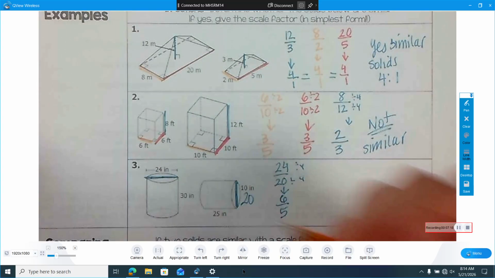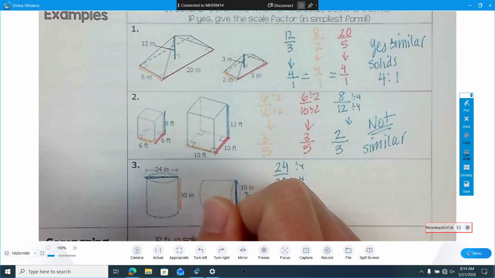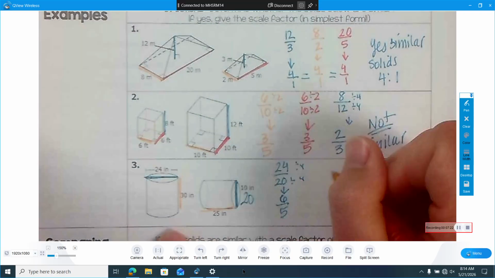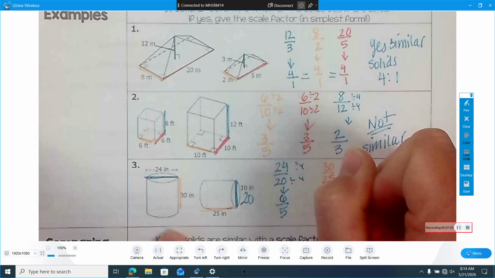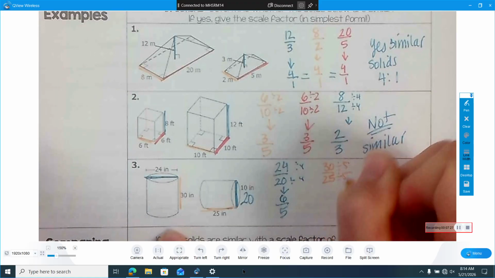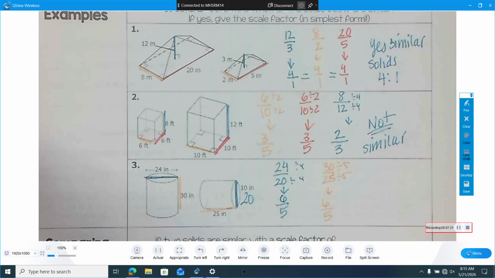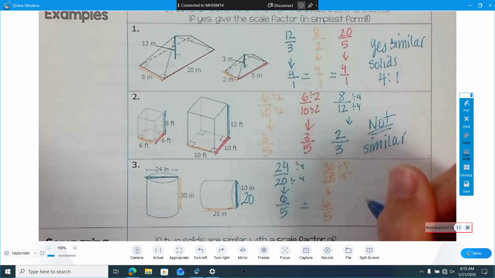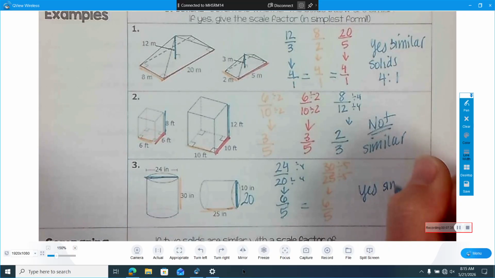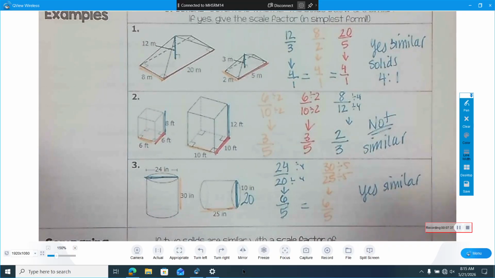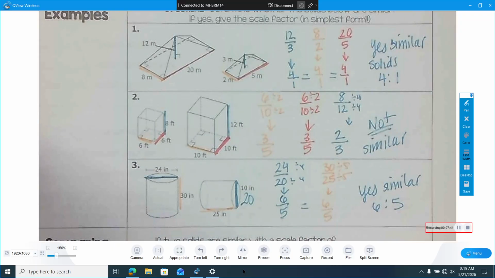All right, and then we have a height of 30 and a height between bases of 25. So that would be 30 over 25, and I'm going to divide top and bottom by 5. So that would be 6 over 5. Are these similar? Okay, so yes, they are similar solids. And what's their scale factor? 6 to 5.